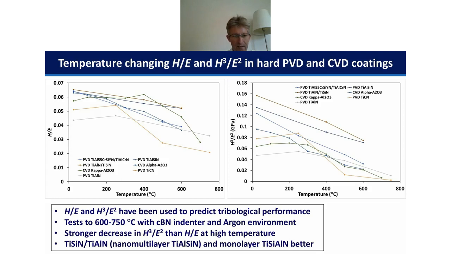So when we look at H³/E², we see a similar behavior, but a much stronger decrease in mechanical properties on many of these systems. And what we can see is that many of the silicon containing coatings are performing much better. So this is something that's come out of this work quite clearly, that if we can incorporate silicon in our titanium aluminium nitride coatings, then we typically get better high temperature properties, which is consistent with its good behavior in cutting and forming applications.